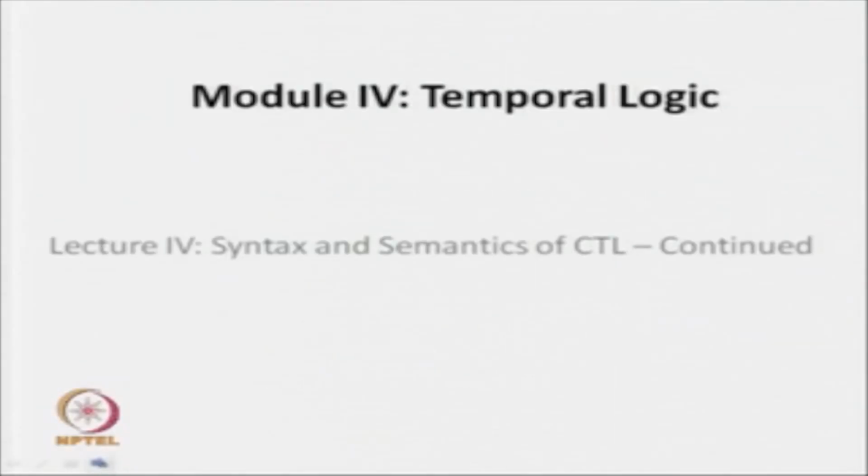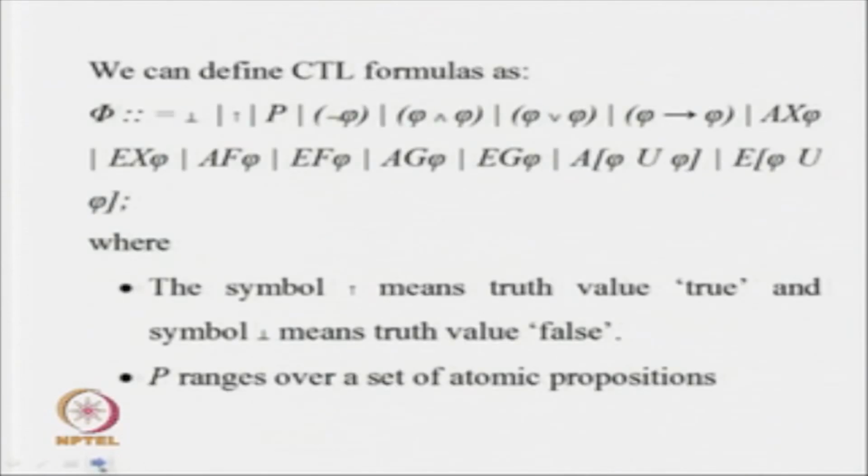So, in the last class we introduced a temporal logic called CTL, computational tree logic. We have seen the syntax of CTL and discussed how to define the semantics of those CTL formulas. In syntax, we saw that if P is an atomic proposition, then all atomic propositions are treated as CTL formulas, along with the truth values true and false.